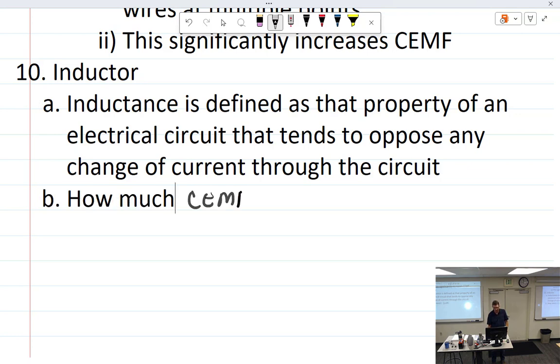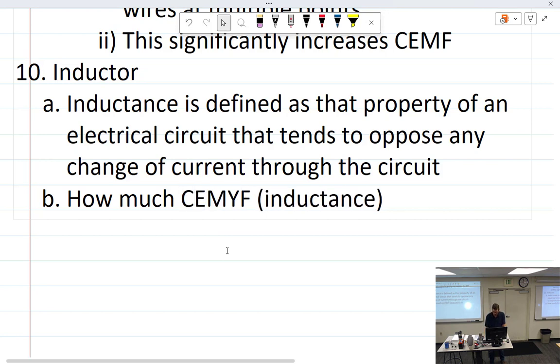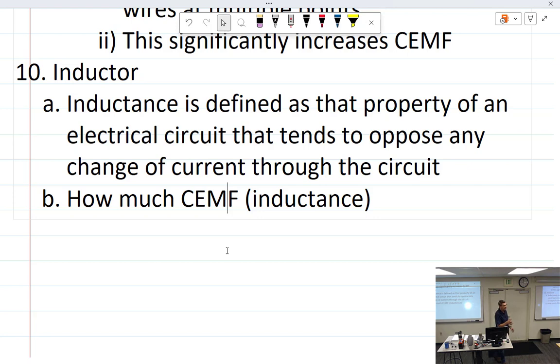How much counter EMF, or we could call it inductance. Now we're introducing a new thing here. Instead of calling it counter EMF, we're going to call it inductance. And inductance, or counter EMF, is the same thing as saying the resistance of the inductor, of the coil. We don't call it resistance, but you can think of it as resistance.